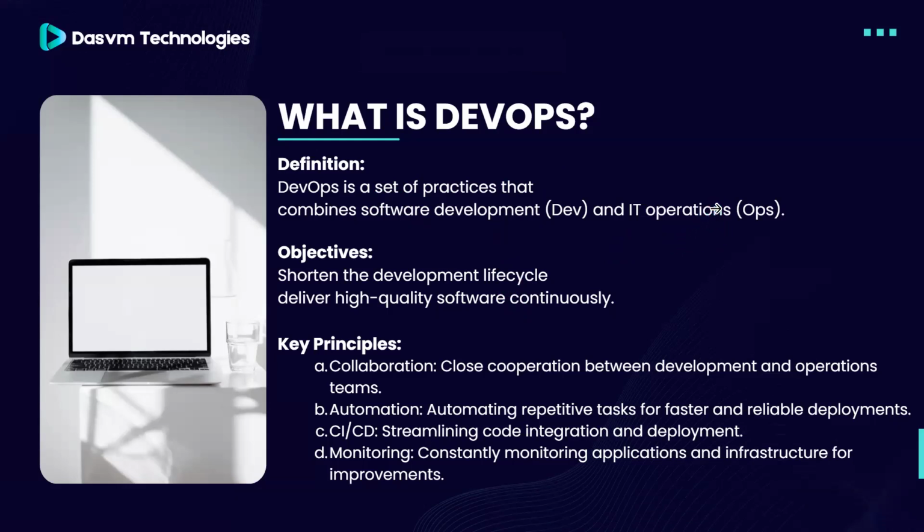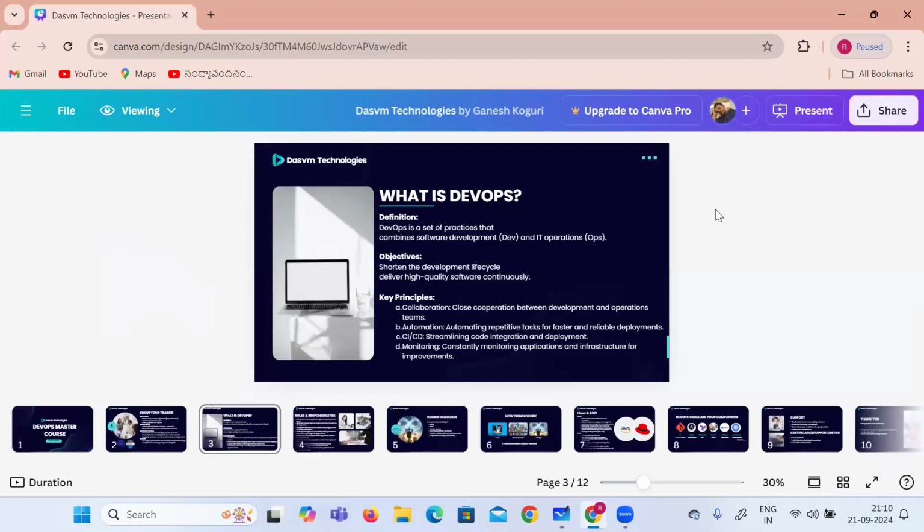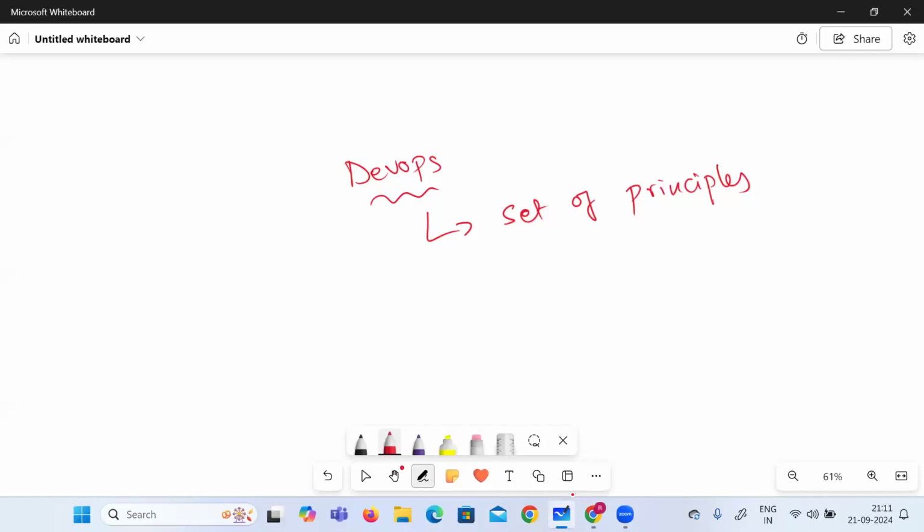What are the objectives of DevOps? The objectives of DevOps are achieving greater communication between teams to shorten the development life cycle and deliver high quality software continuously. We are stressing on this word continuously all the time. Let us talk about why we are calling it continuous. Because these days, any software you see is continuously evolving. Why are they continuously evolving?